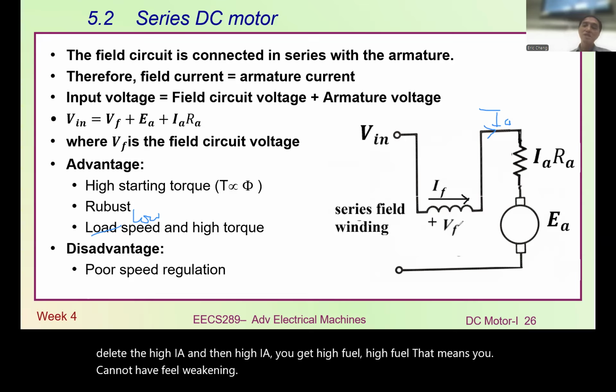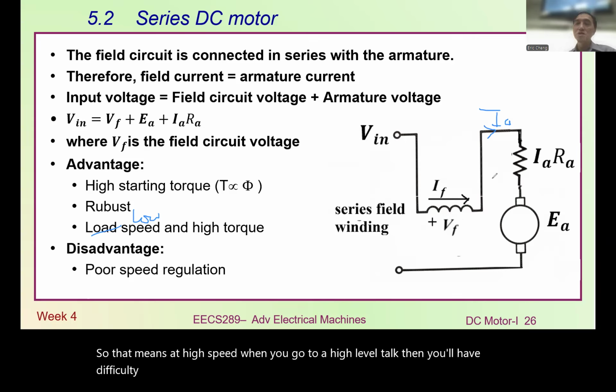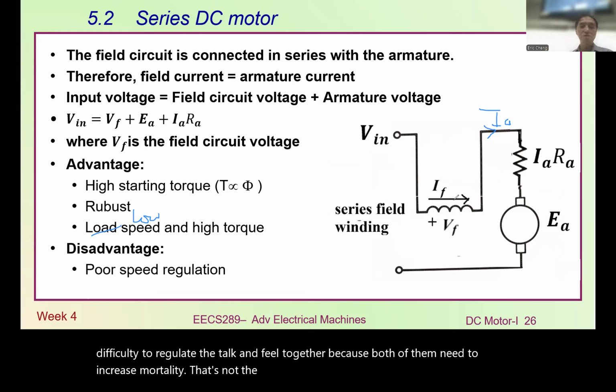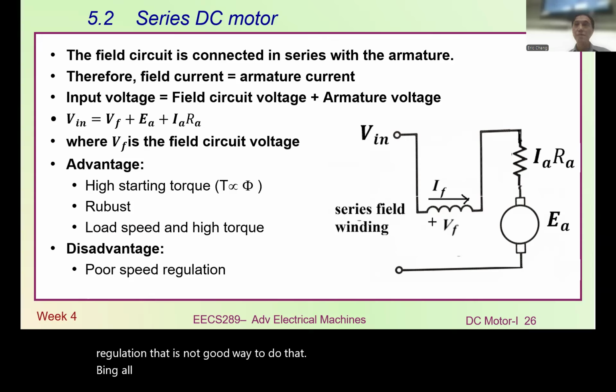So that means at high speed, when you go to a high level of torque, you have difficulty regulating the torque and the field together, because both of them need to increase simultaneously. That's not the way we control a motor. So for speed regulation, that is not a good way to do it. So how did they control the speed at that time?